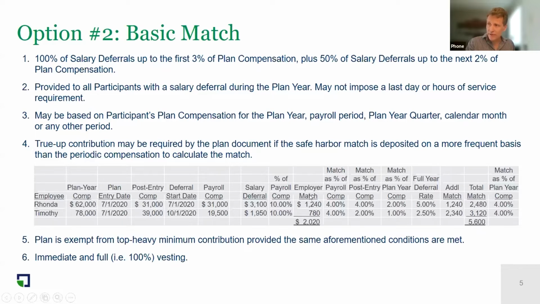matching contribution here as a percentage of their post-entry compensation, this person is at 4% because, again, their post-entry compensation is the same as their payroll compensation. But this person didn't start until October 1st. So their match is only for the last quarter. So as a percentage of their post-entry compensation, it's only 2%. Now, if you take their matching contribution as a percentage of their full plan year compensation, which is over here, it drops down even further, okay?